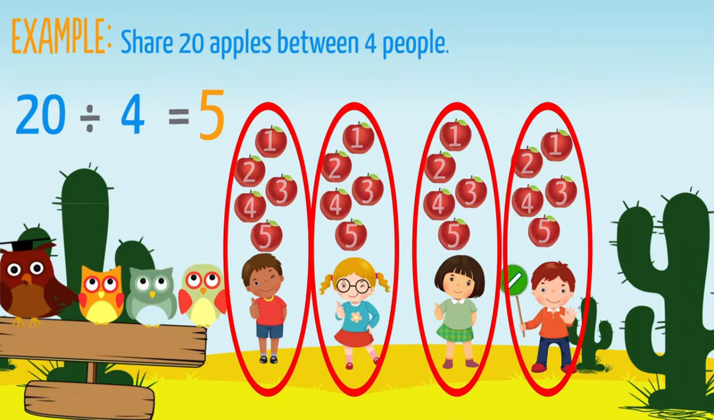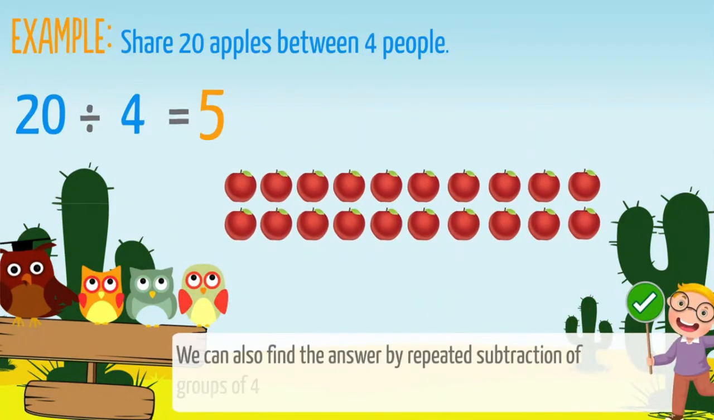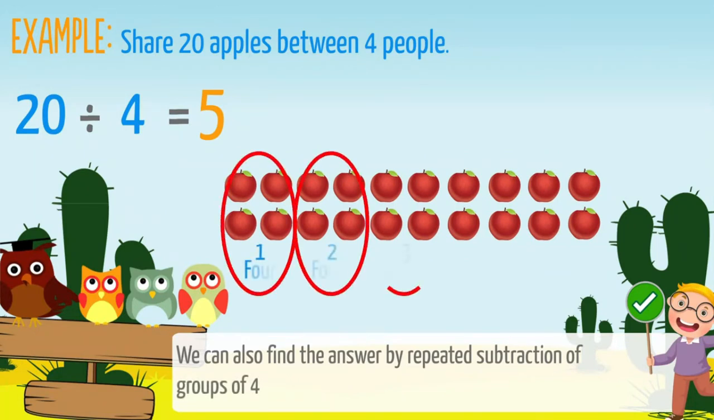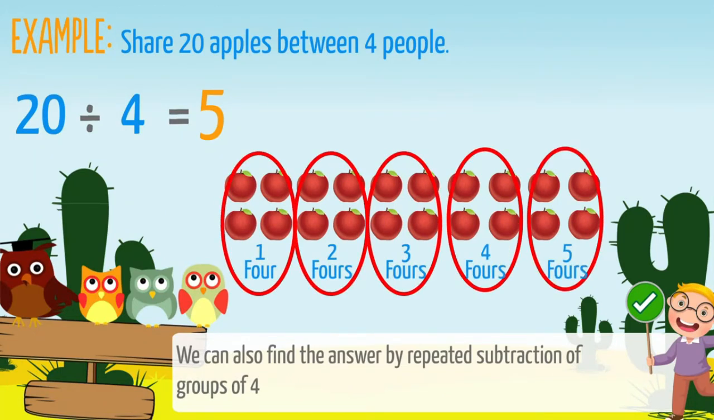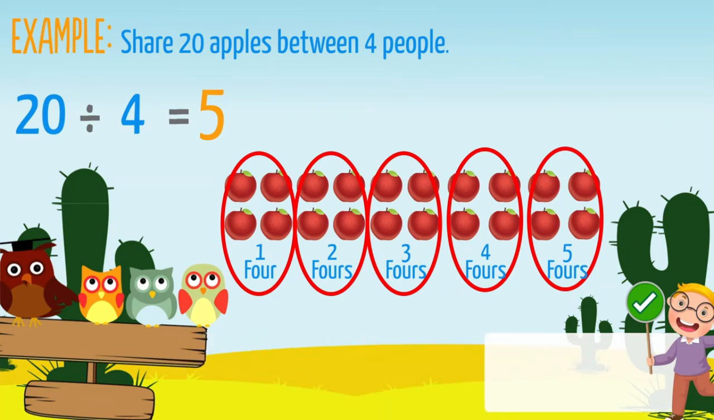We can also find the answer by repeated subtraction of groups of 4. We took away 4 5 times, so our answer is 5. 20 divided by 4 equals 5.